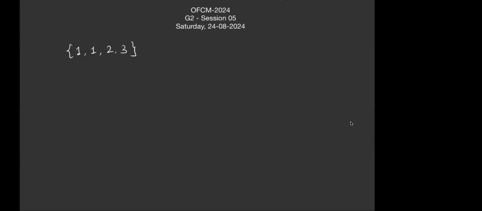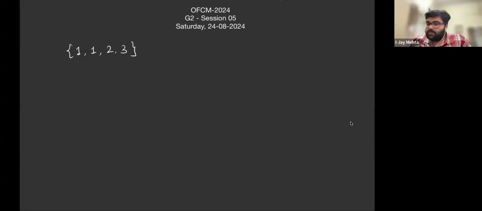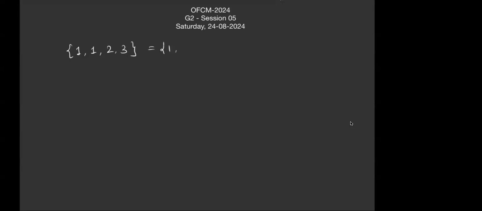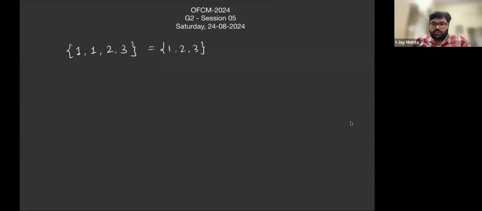Sir, there is no repetition of elements in the set. But then what is the set? 1, 2, 3. So can I say this is 1, 2, 3, right? Because in a set we do not repeat. Okay, then what about this set?